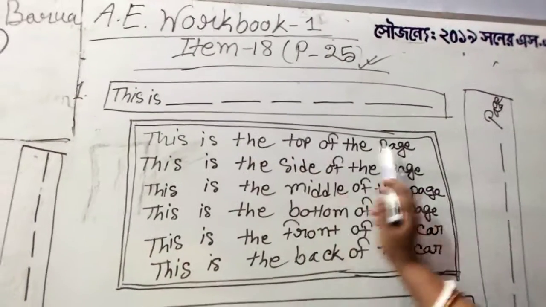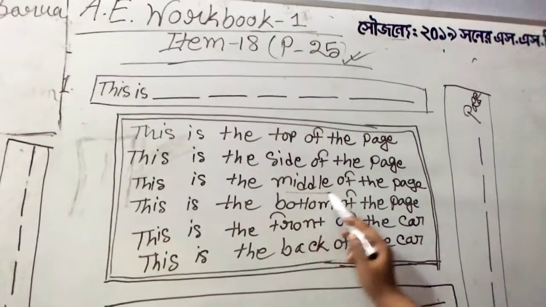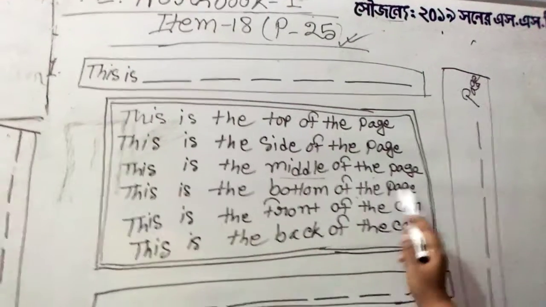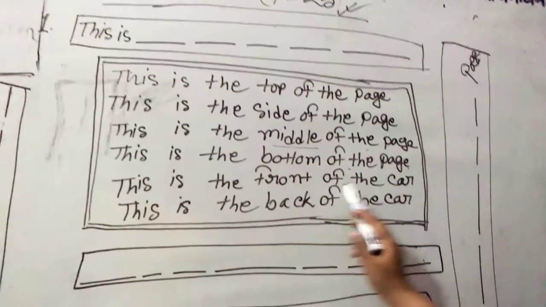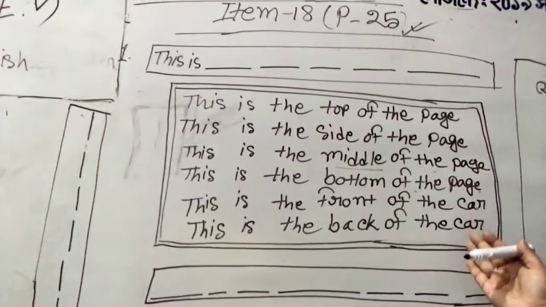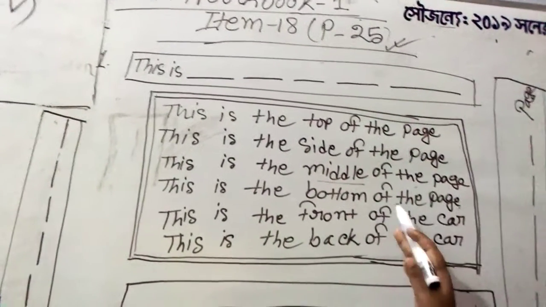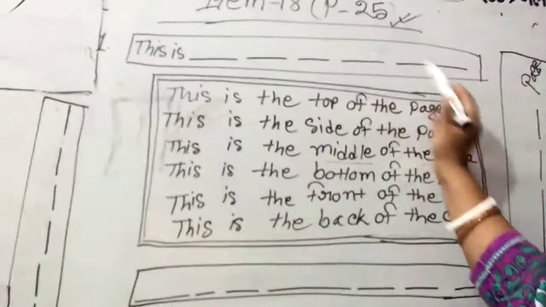This is the top of the page. This is the side of the page. This is the middle of the page. This is the bottom of the page. This is the front of the curve. This is the back of the curve. These are actually the clues. Seeing these sentences or clues, you have to fill the gaps.